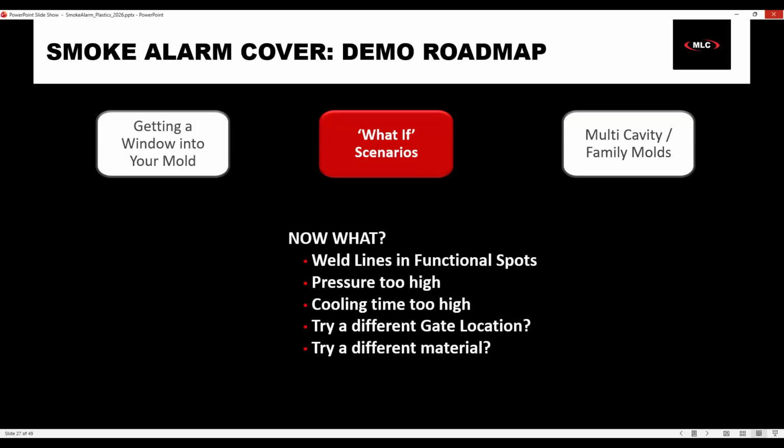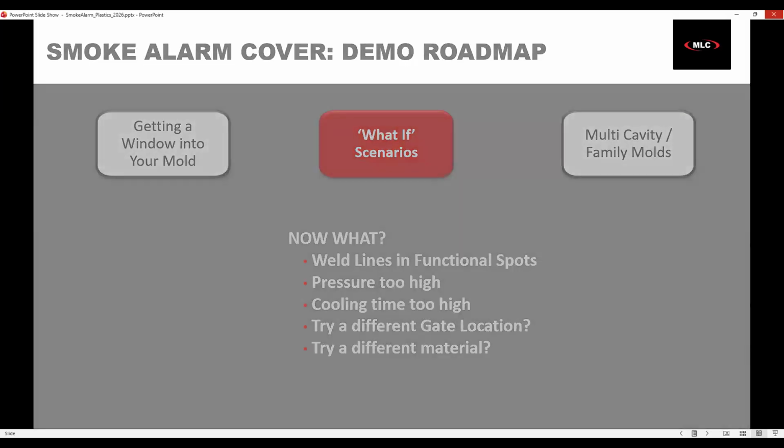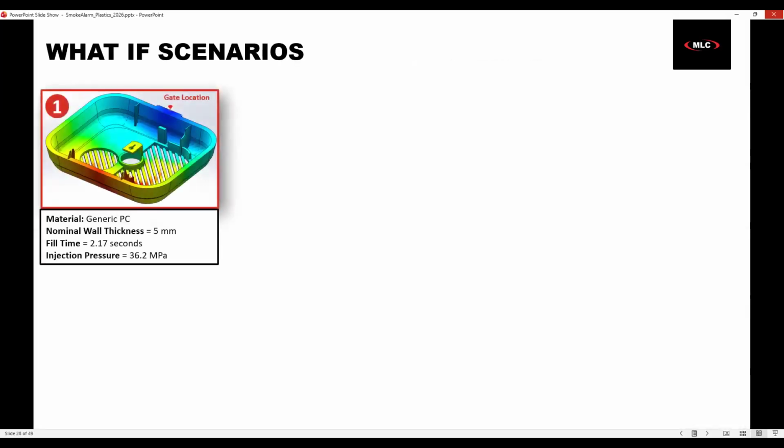With the what-if scenarios, this is where we can start iterating through several different areas of our plastic simulation. We're going to take a look at the weld lines, how we can maybe bring that down, compensate for pressure, maybe try a different gate location, or try a different material. That first item was the baseline. Let's say we decided to reduce the wall thickness, and we chose to go from 5 millimeters down to 1. I'm just going to let this load.